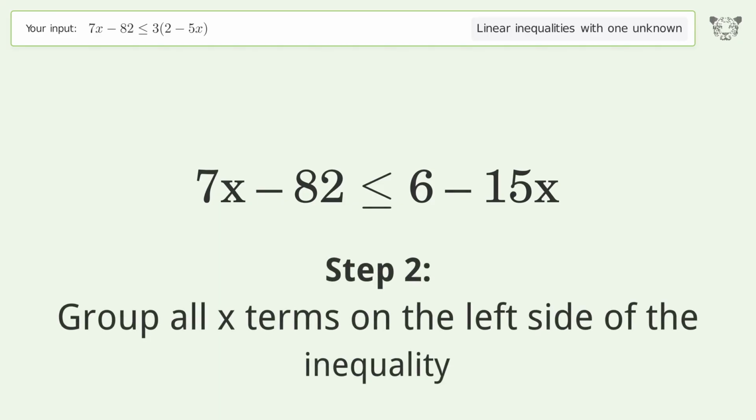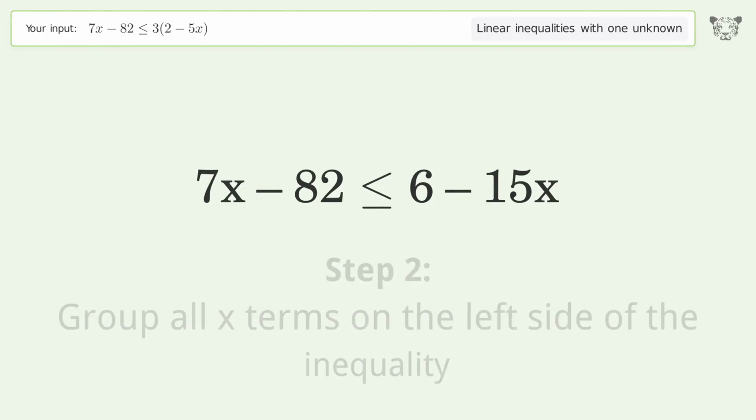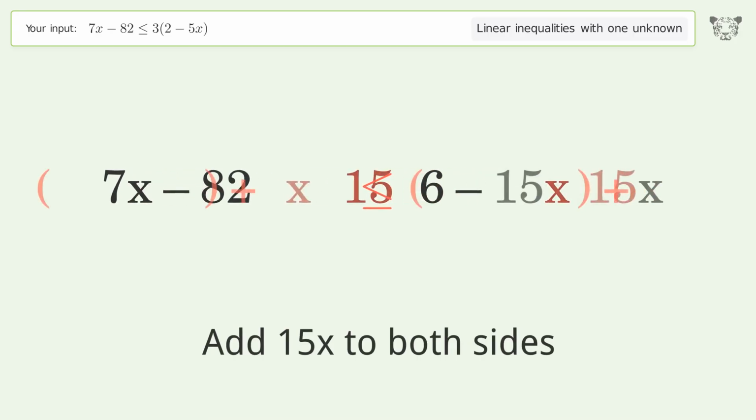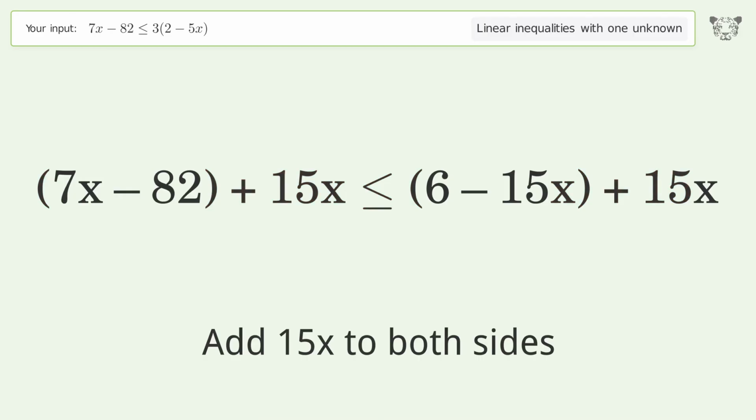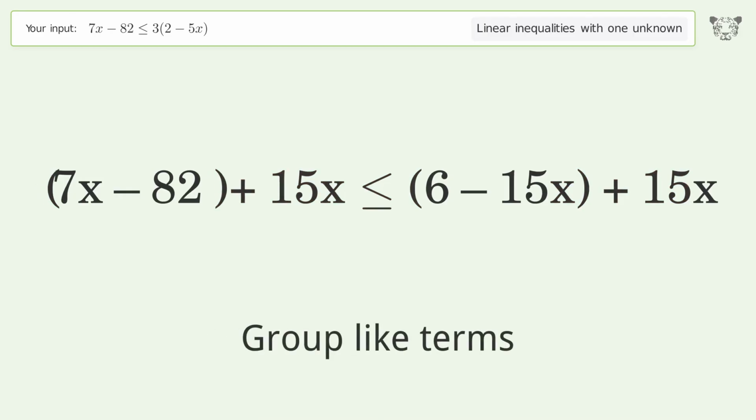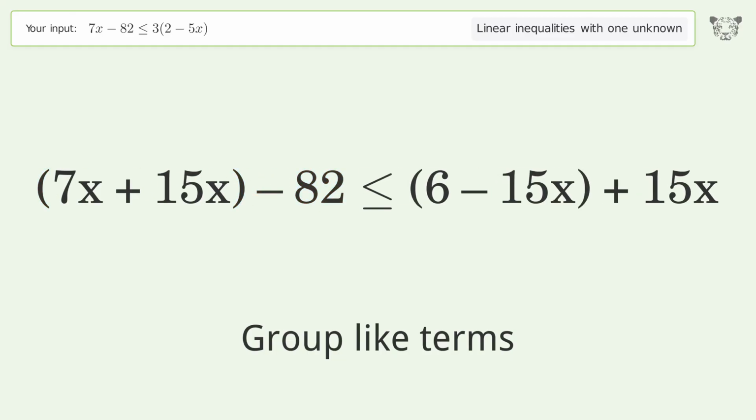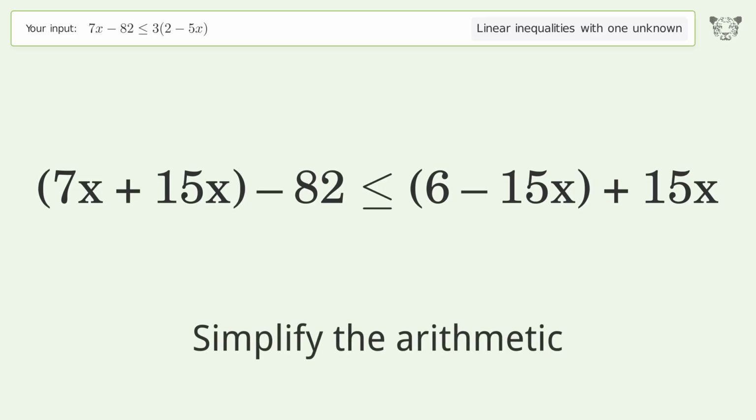Group all x terms on the left side of the inequality. Add 15x to both sides. Group like terms. Simplify the arithmetic.